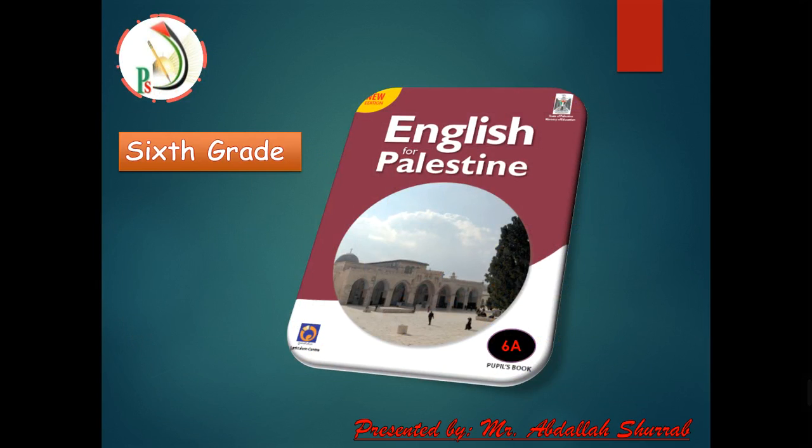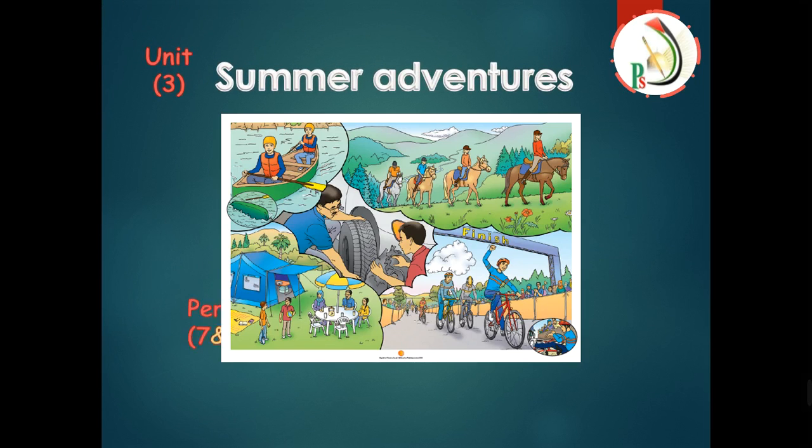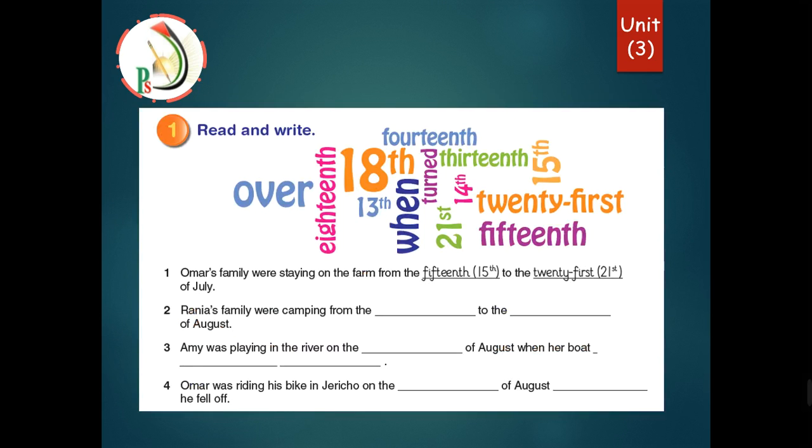6A students book with the last two periods in Unit 3 Summer Adventures, Period 7 and Period 8. Please open your books page 26 and 27. These are our pages and we will discuss the first period 7, and then we will go to period 8. Let's start with the first activity, read and write.